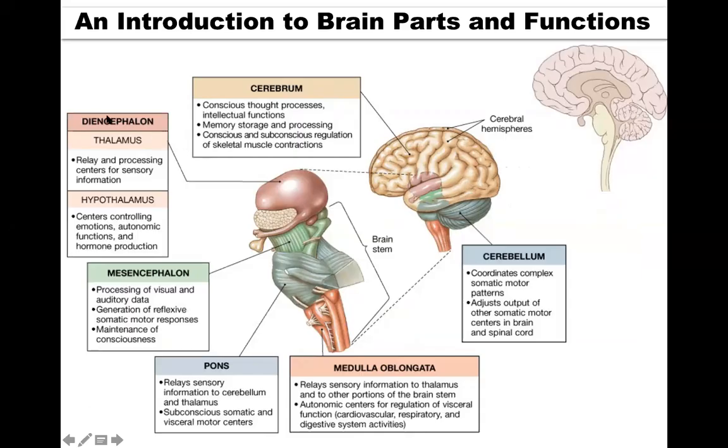Then comes the diencephalon. The diencephalon consists of three parts, of which one is not shown here. One is the epithalamus, which is mainly responsible for production of a hormone called melatonin. And then there is the thalamus, and the hypothalamus. So three parts in the diencephalon: epithalamus, thalamus, and hypothalamus.